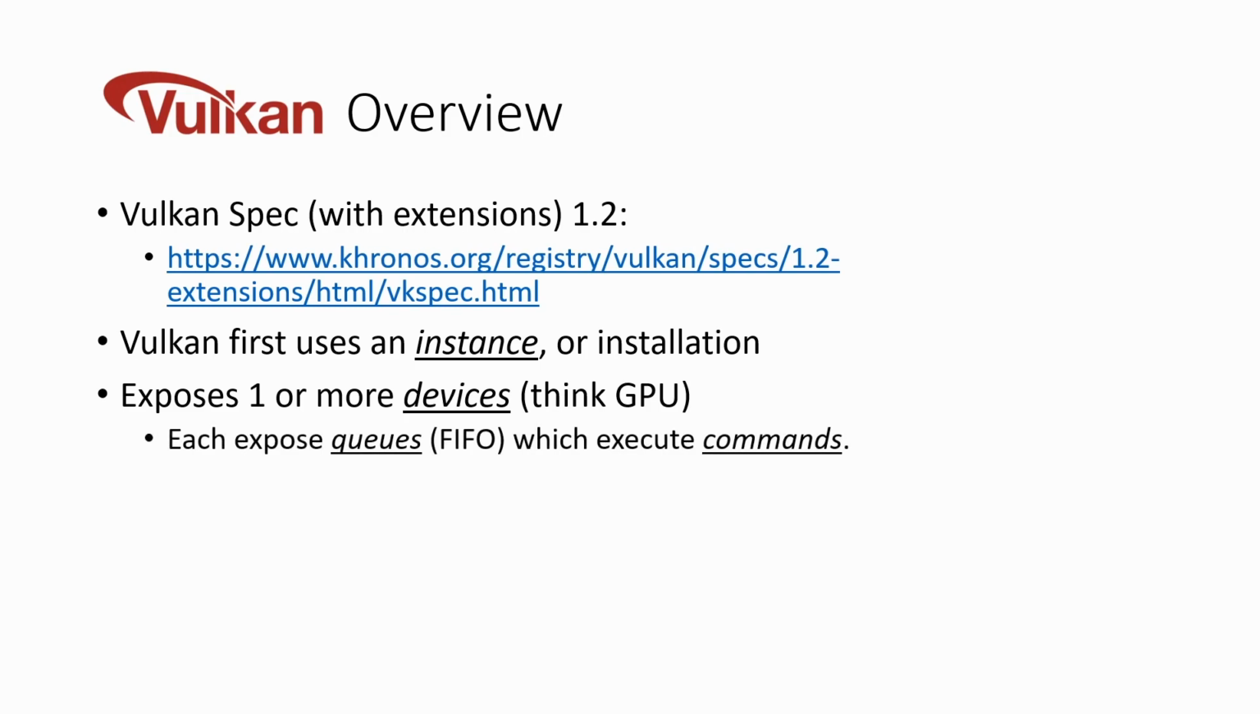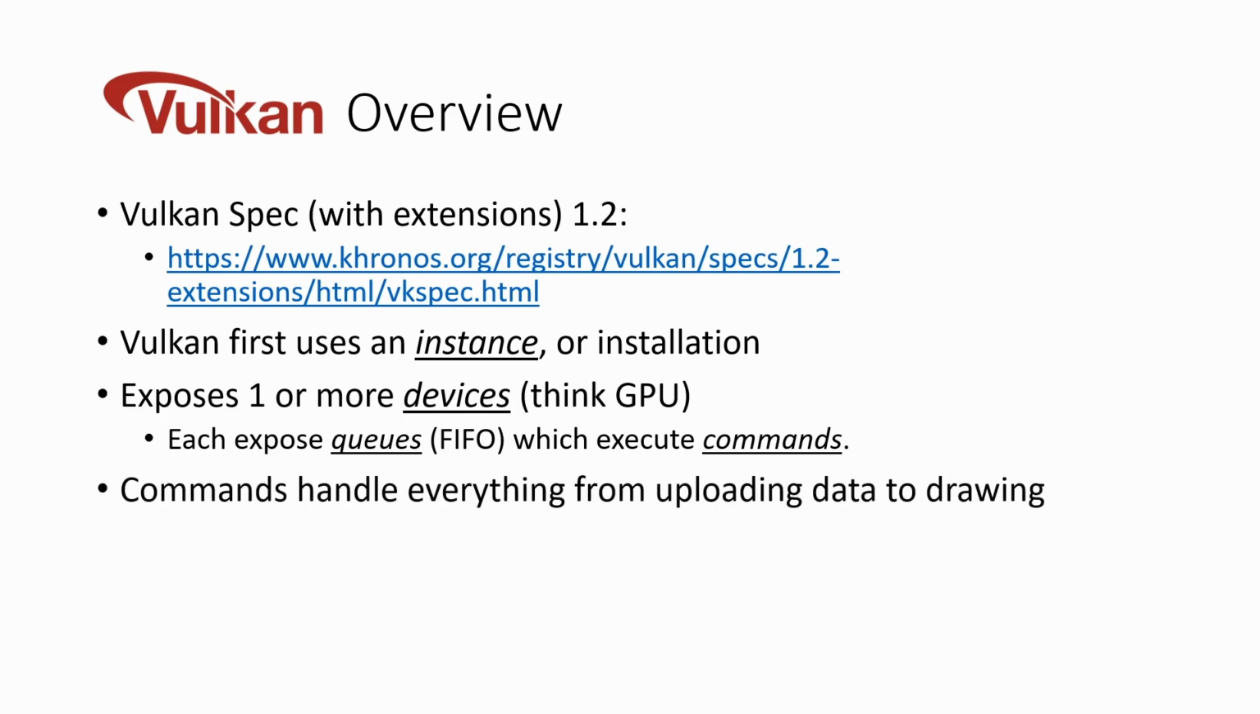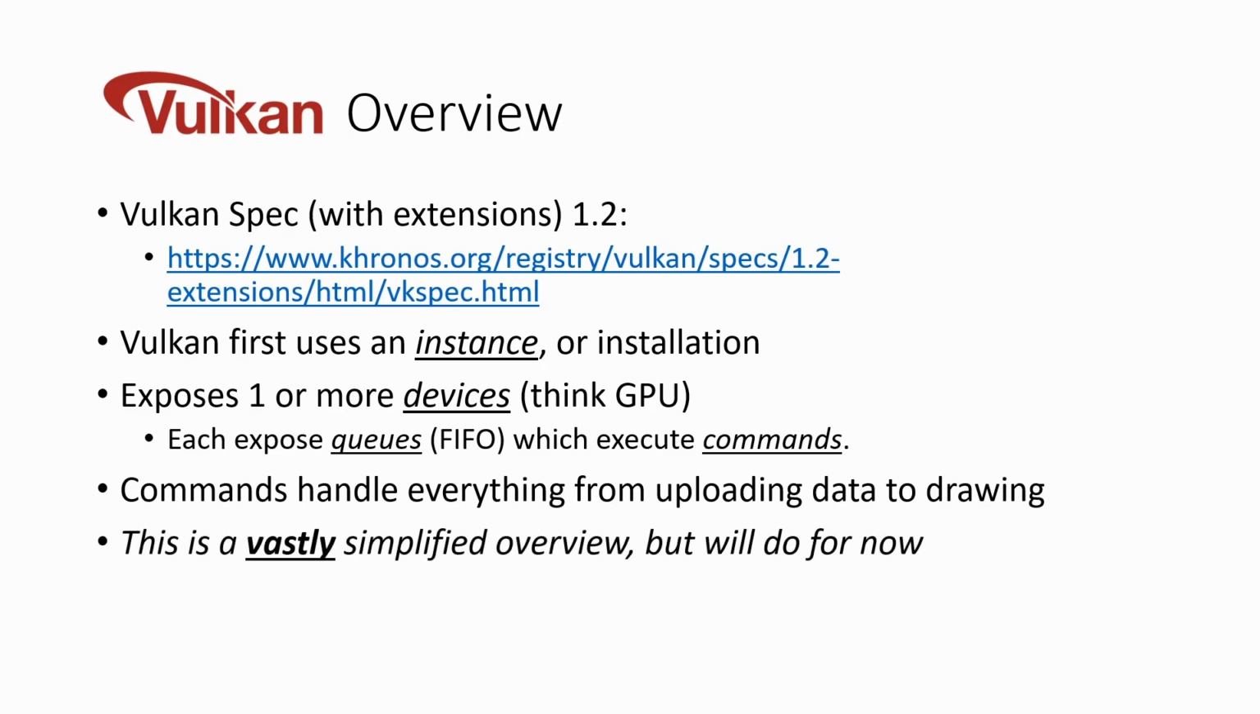So each one of these then in turn exposes queues, and these are hardware queues that the GPU uses to process and execute commands. So it's a first in, first out, and you basically feed the commands into a queue, and that is how the graphics card executes them. Now, commands handle everything from uploading data to our draw calls. So I realize that this is a vastly, vastly simplified overview, but I think it'll work for now. We are going to be touching on a lot more concepts than this, especially when it comes to presentation and actually drawing to the screen. But at least for starters, this is what you need to know, right? So we start with an instance, we stand up our devices, we get from the devices queues, which we can use to execute commands. Commands handle everything from data to drawing.